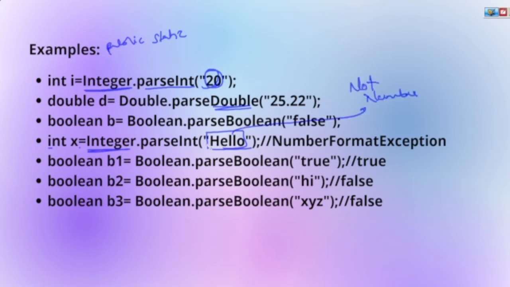So now if you are going to give an integer and tell a string to get passed, it is going to give you an error called a NumberFormatException. Next, boolean b1 is equal to Boolean.parseBoolean of true, so it is going to parse. And if you are going to give hi, then it is going to give you false. And again the same thing, even if you give xyz, it is going to give you the result as false. Only if you give true or false will it return the value true, or else it will be false.